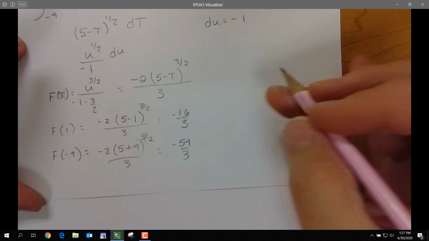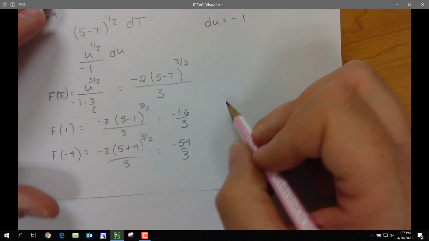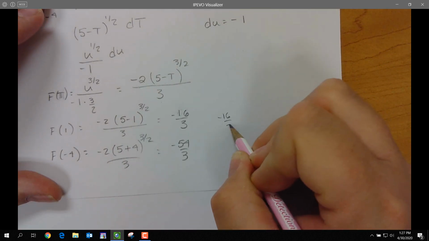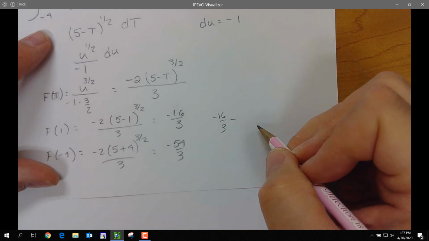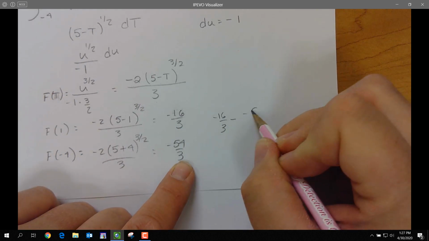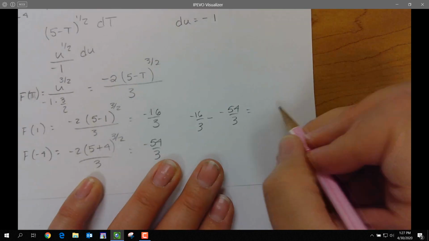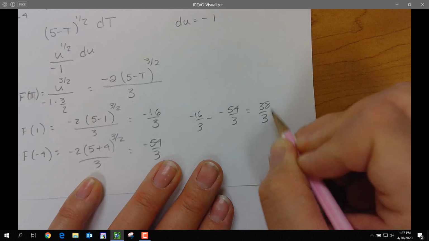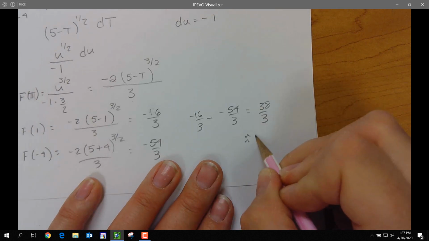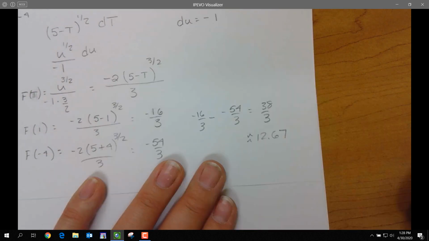Decimals. Okay, then over here, we're going to take our top one, which is negative 16 thirds, and we're going to subtract off the bottom one, which is negative 54 thirds. So you end up having a double negative or a plus, and this ends up being 38 thirds, which is about 12.67.